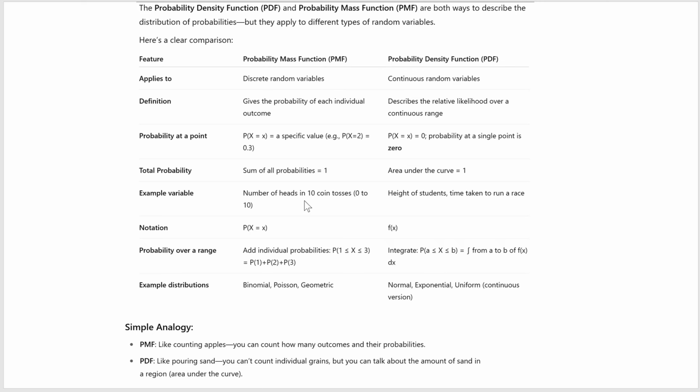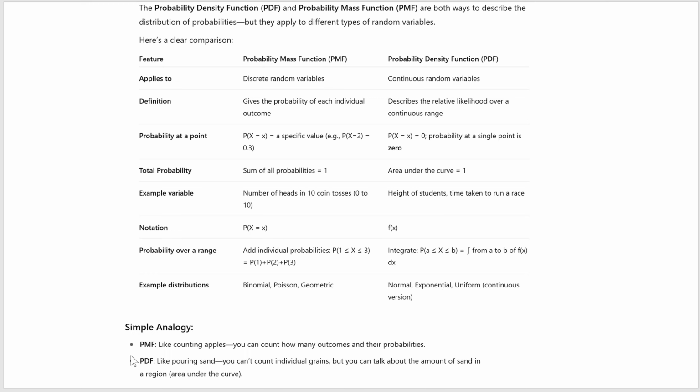Example variables for the PMF are the number of heads in 10 coin tosses. And for the probability density function, they are the height of a student, or the time taken to run a race. The notation is capital P, X equals x, and for the PDF, small f is the probability density function of x, where X is the continuous random variable. Example distributions for discrete are Poisson, binomial, geometric. We studied all of them last time. For the PDF, the distributions are normal, exponential, uniform. This is for the continuous version.